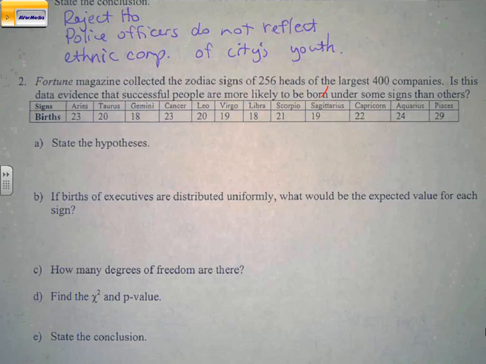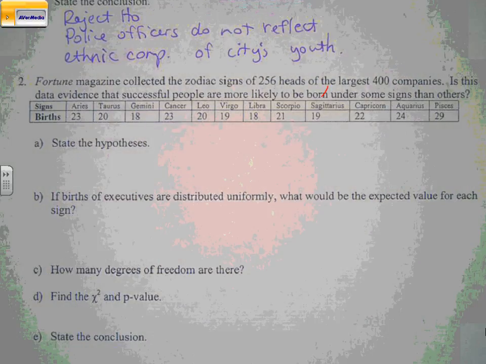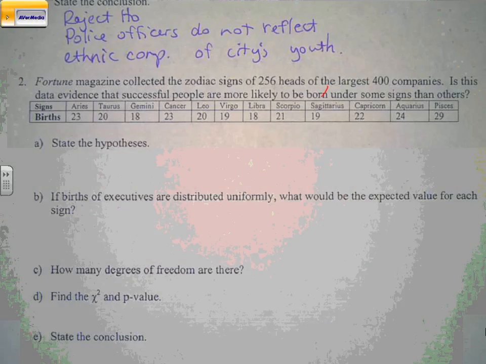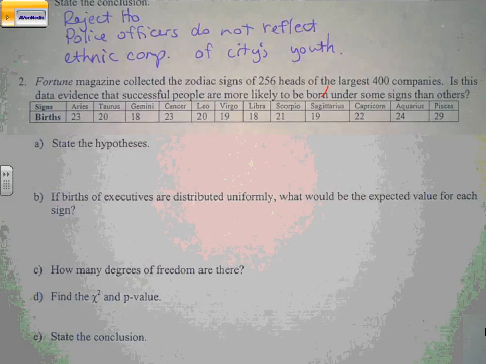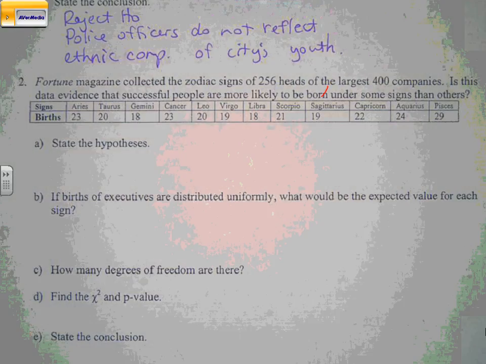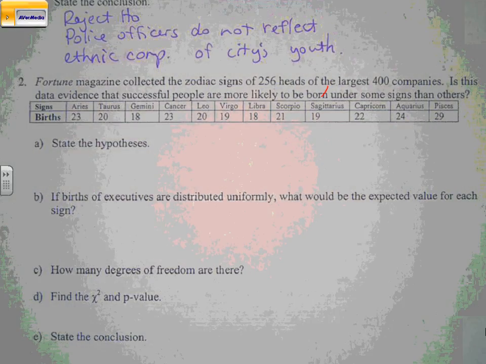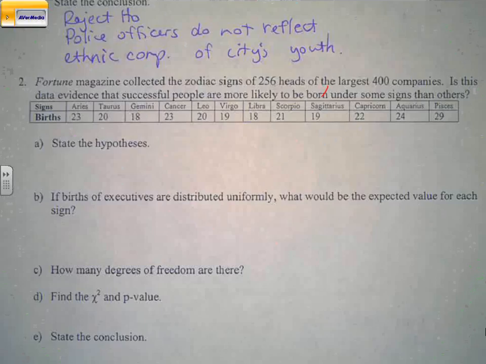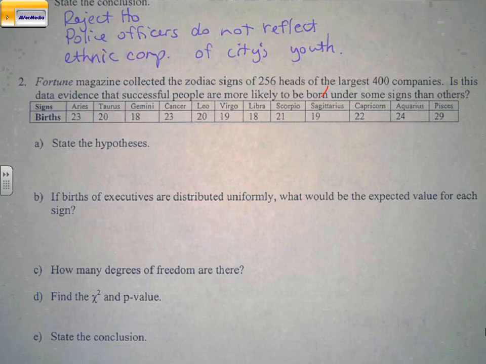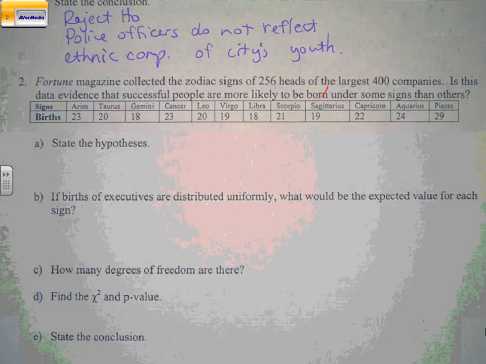So, writing hypotheses and stating conclusions. Okay, this is the last one we're going to do. We'll go a lot faster. It's not as big in numbers, which makes it easier. It says Fortune magazine collected the zodiac signs of 256 heads of the largest 400 companies. It asks, is the data evidence that successful people are more likely to be born under some signs than others?